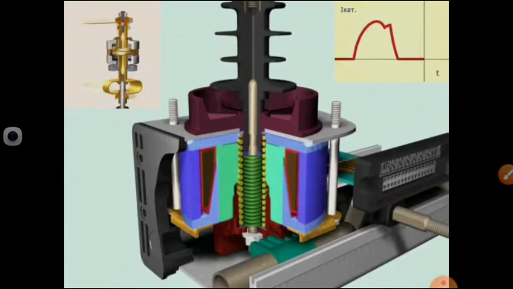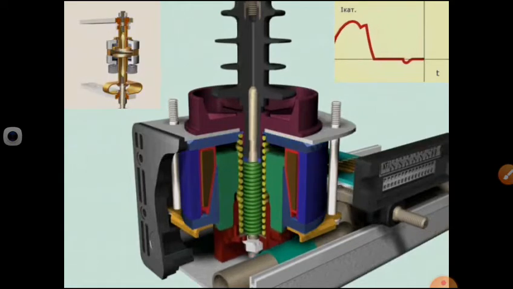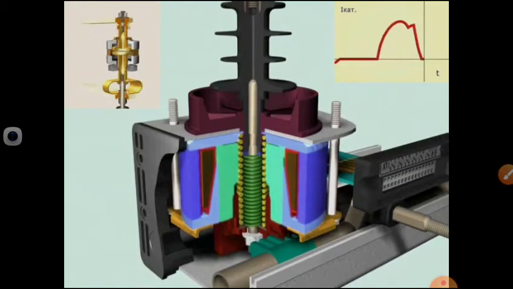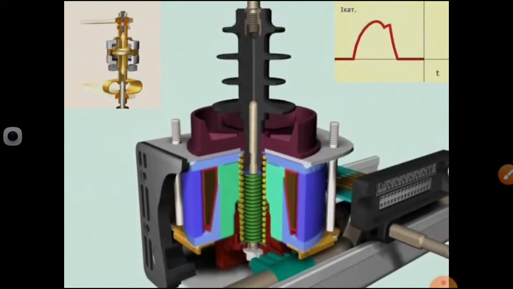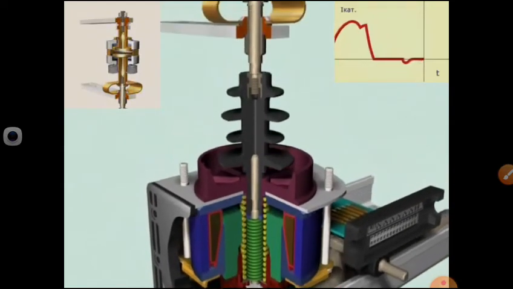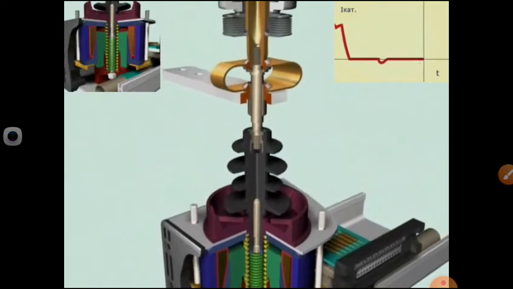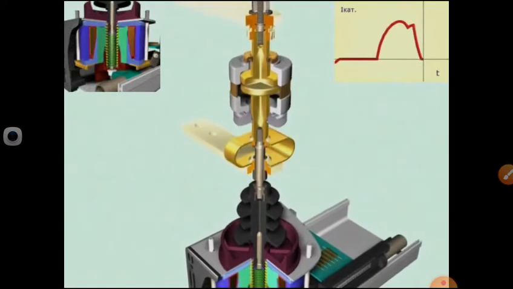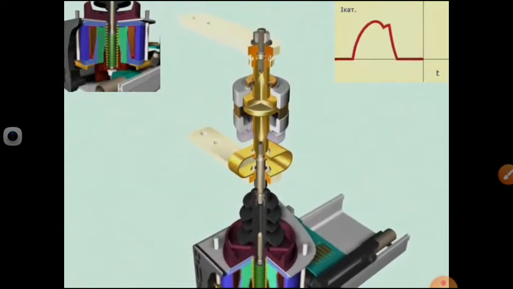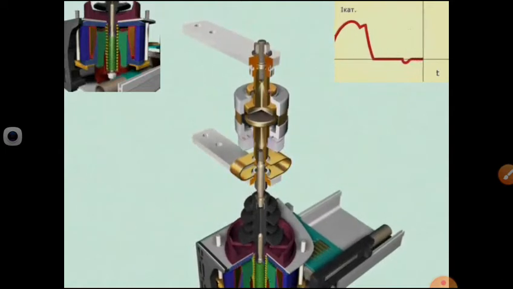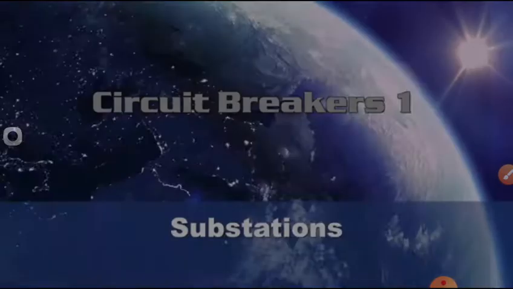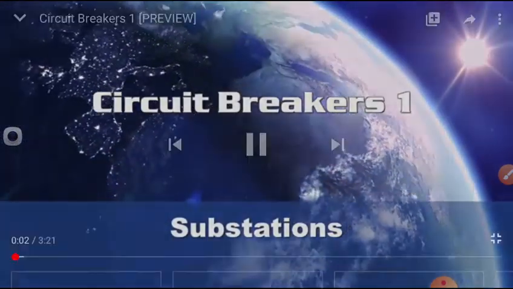Once the breaker is operated, what is happening? The moving contacts come towards the downside. You can see how the mechanism is operating. The yellow, goldish color is the fixed and moving mechanism. These are the things you have to observe. You can see it later.